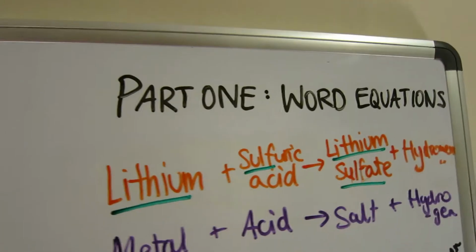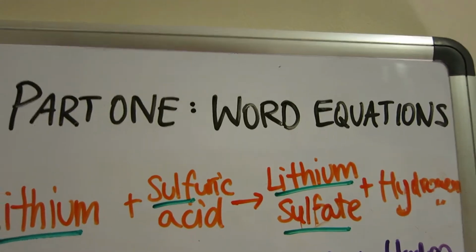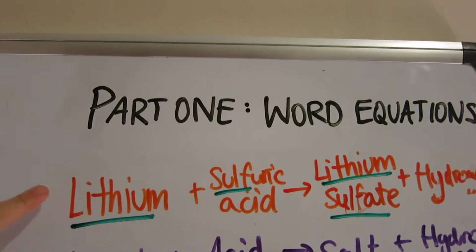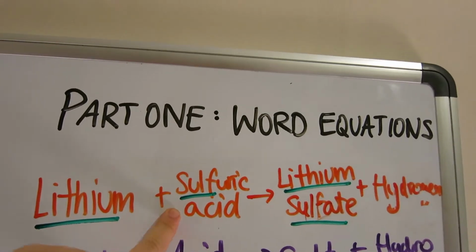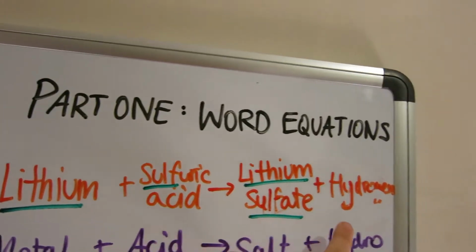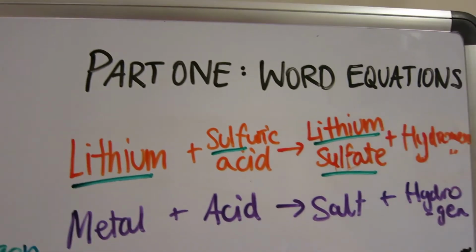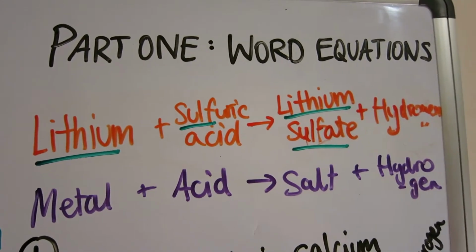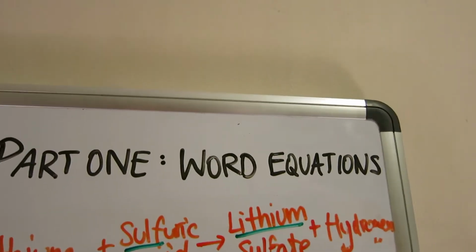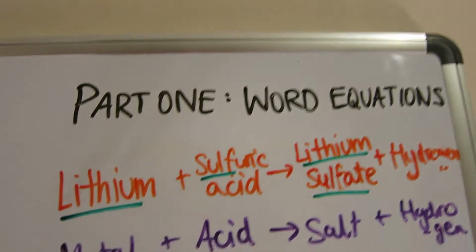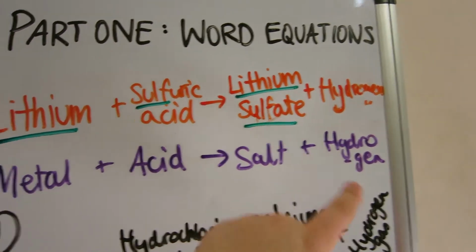So now moving on to our first part. We have our word equations. Basically all we want here is to see our metal, our acid, our salt formed, and hydrogen. With this, you don't need to write the chemical formulas. All you're doing is writing out the words. So the first part is only our word equations. So remember, we have our metal, acid, salt, and hydrogen.